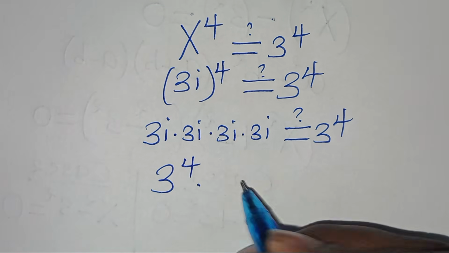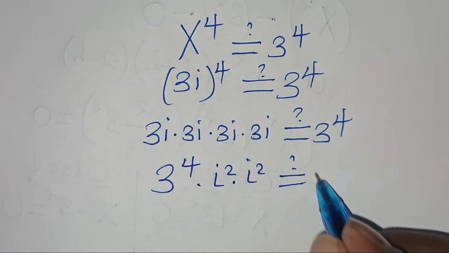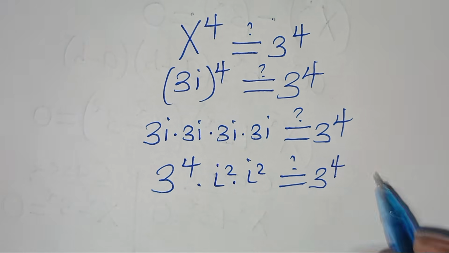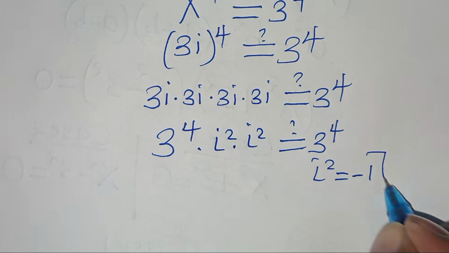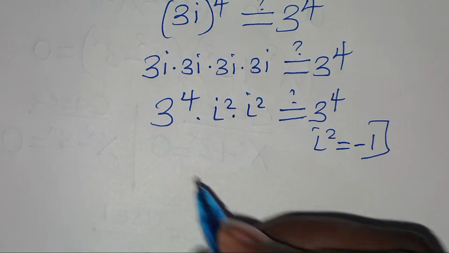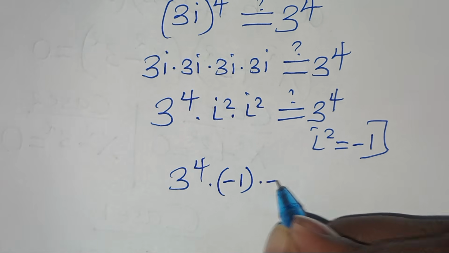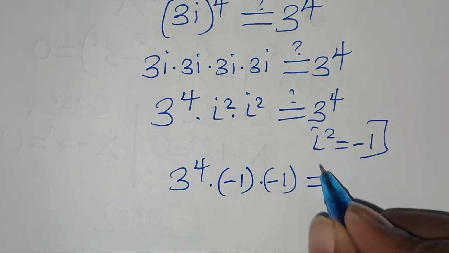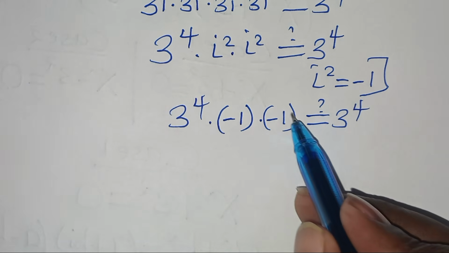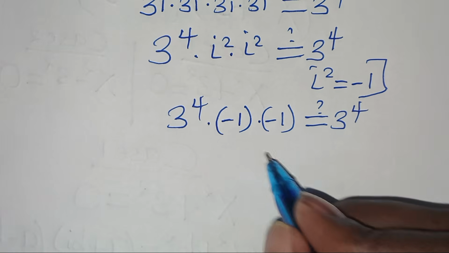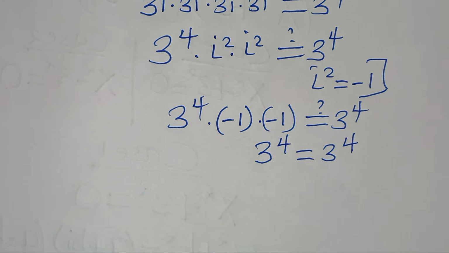This is 3 to the power of 4 times i squared times i squared. This should be equal to 3 to the power of 4. I squared, as we have denoted earlier, is the same thing as negative 1. So we have 3 to the power of 4 times negative 1 multiplied by negative 1. This should give us a value of 3 to the power of 4. So this is negative 1 times negative 1. This is positive 1 times 3 to the power of 4. This means we have 3 to the power of 4, which is equal to 3 to the power of 4.